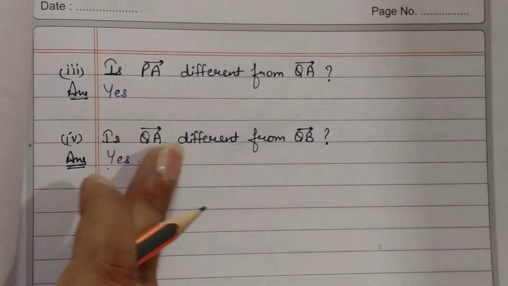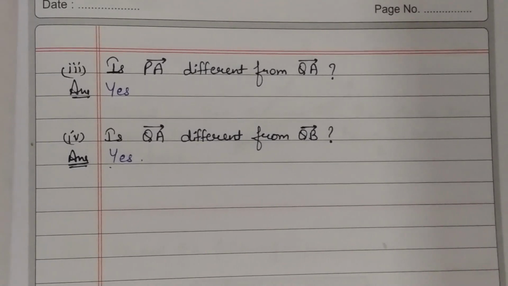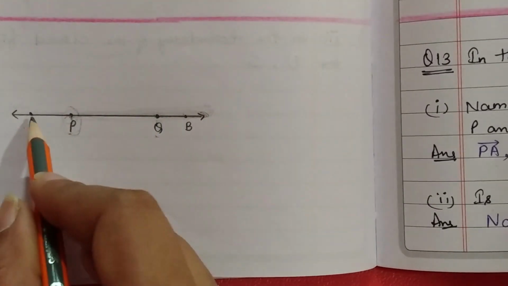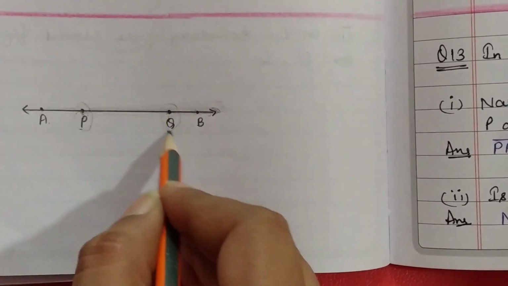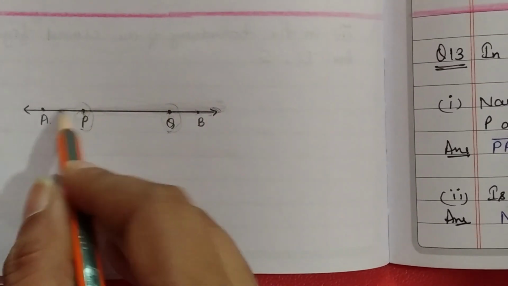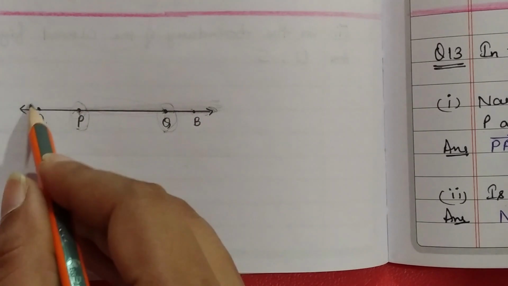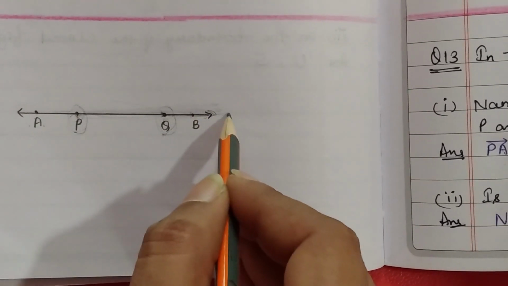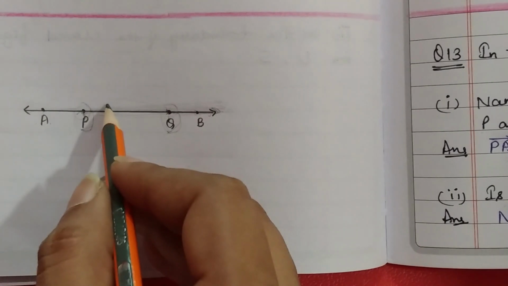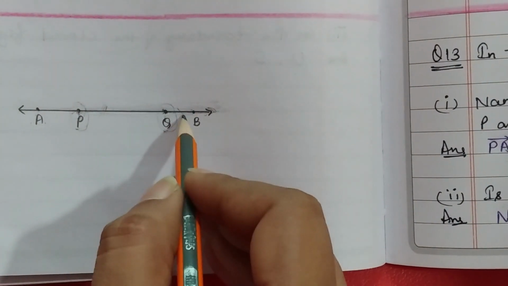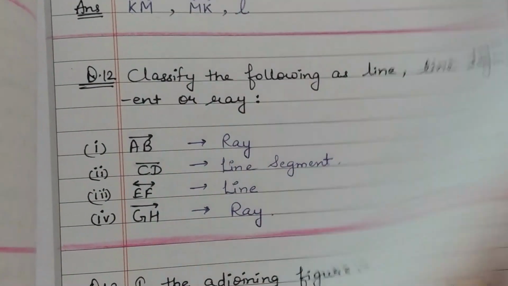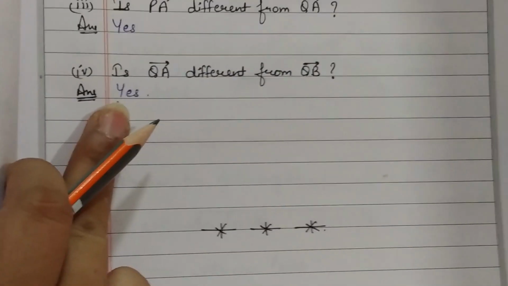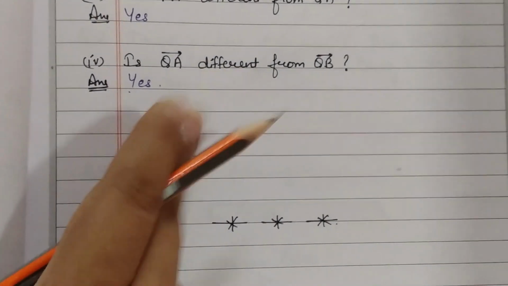Then, is QA different from QB? Here the initial point is the same, but they are in different directions. QA is this side and QB is this side. That means we are talking about this ray for QA and this ray for QB. That means both are different. That's why we have written yes, QA is different from QB.